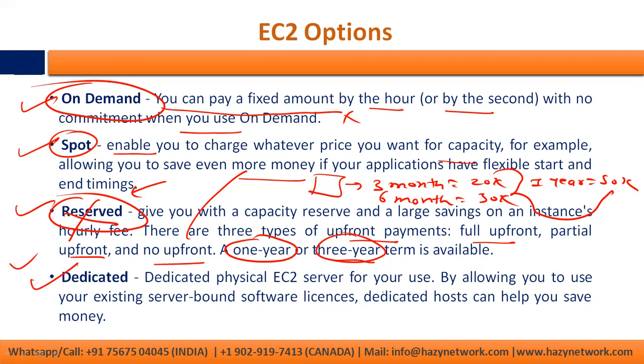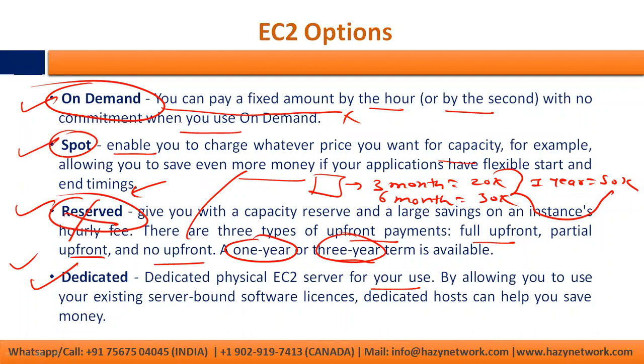Dedicated physical EC2 server for your use. Dedicated, like we say dedicated leased line, a dedicated ISP in our networking, correct? We are saying that I need a fixed 100 Mbps speed from Eastlink or from Bell or from Vodafone or from Idea, from Etisalat, from Du.